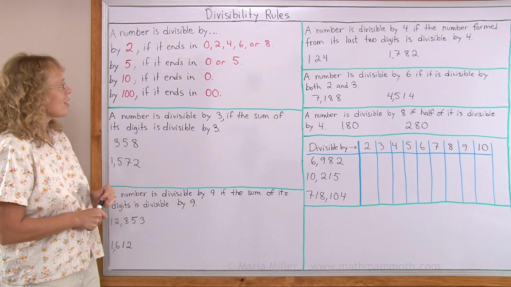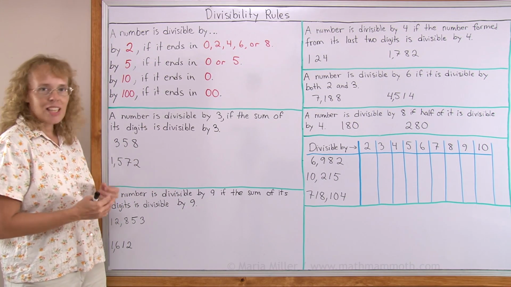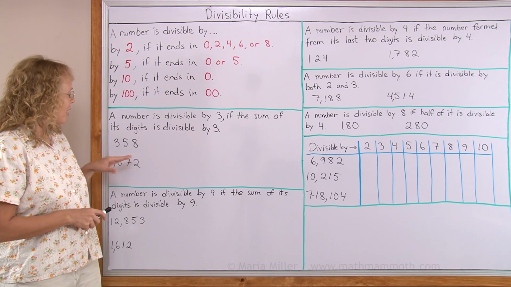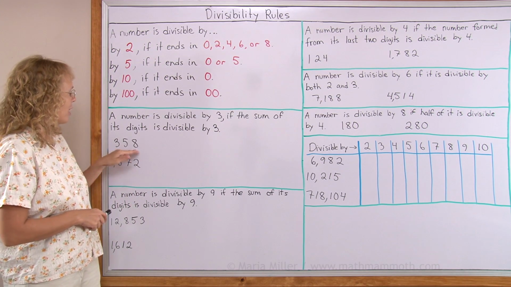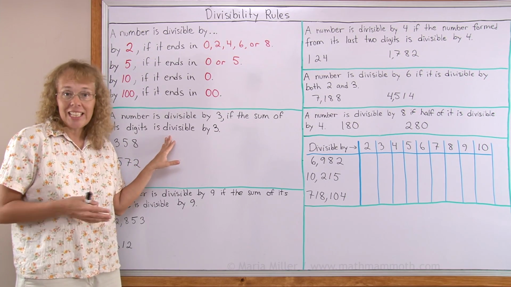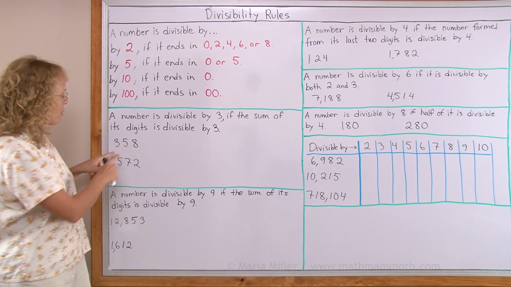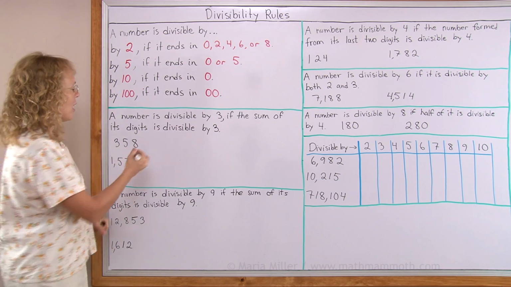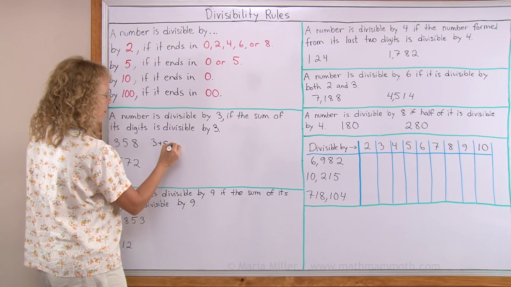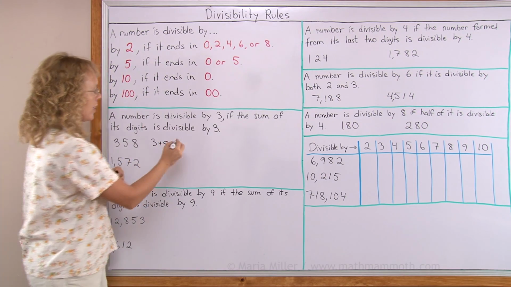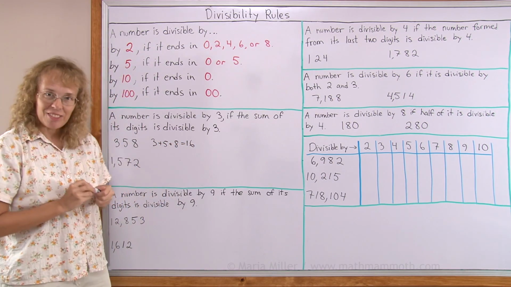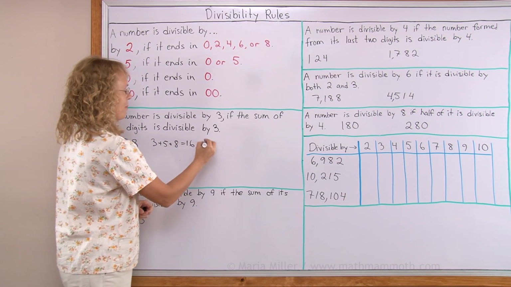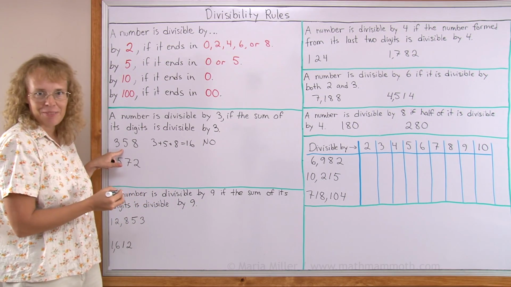One is, a number is divisible by 3 if the sum of its digits is divisible by 3. Let me show you what I mean. Let's say I have a number here, 358. I'm going to use this to check if it is divisible by 3. So I will take the digits 3, 5 and 8 and add those, okay? I will add 3 plus 5 plus 8. And that's 16. Now I check if 16 is divisible by 3. It's not. So this number is not either.